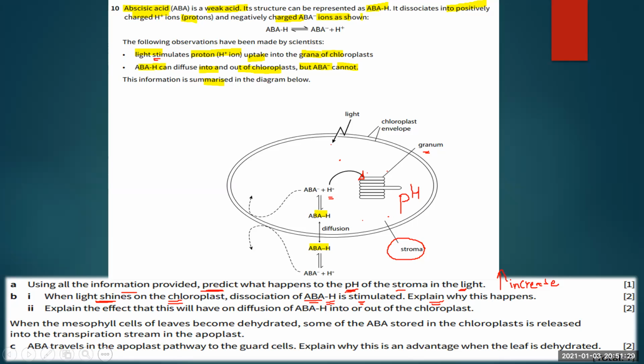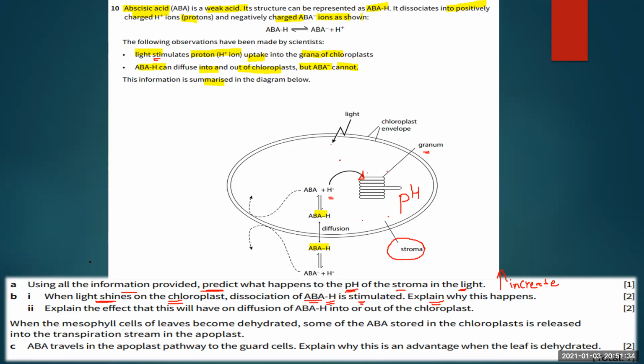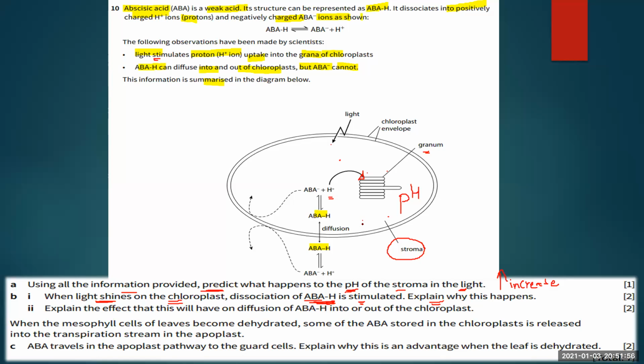Okay, so what would happen? This would actually cause the proton here in the stroma to decrease because it is entering here in the granum, right? Because they're saying as light shines on the chloroplast, this dissociation is stimulated. So this leads to the concentration of this proton in the stroma to decrease as it enters the grana, and it shifts the equilibrium to the right. This is what it does. It shifts the equilibrium to the right.